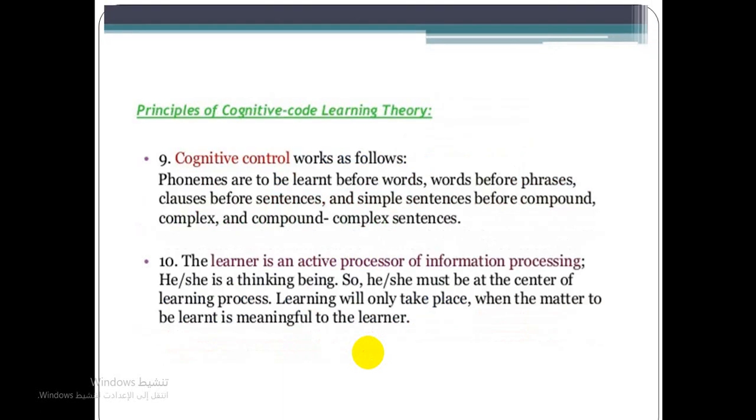Also, cognitive control works as follows. Phonemes are to be learned before words, words before phrases, clauses before sentences, and simple sentences before compound, complex, and compound-complex sentences, and so on.